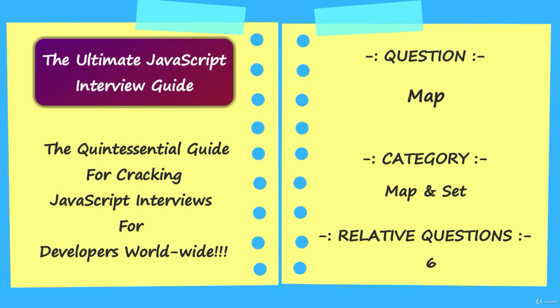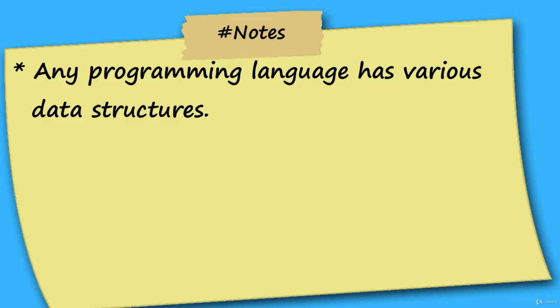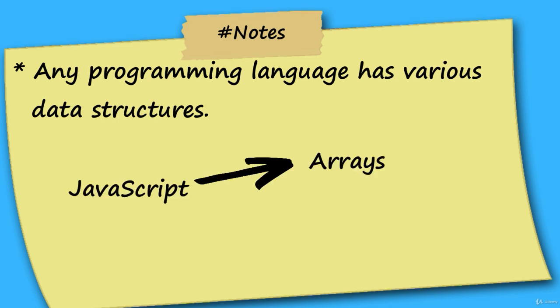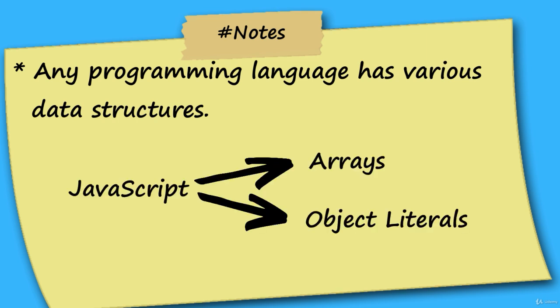So this topic is discussing map and related questions. There are 6 relative questions to this topic. Any programming language has various data structures. In JavaScript, we have arrays and object literals, which are very powerful and commonly used data structures.